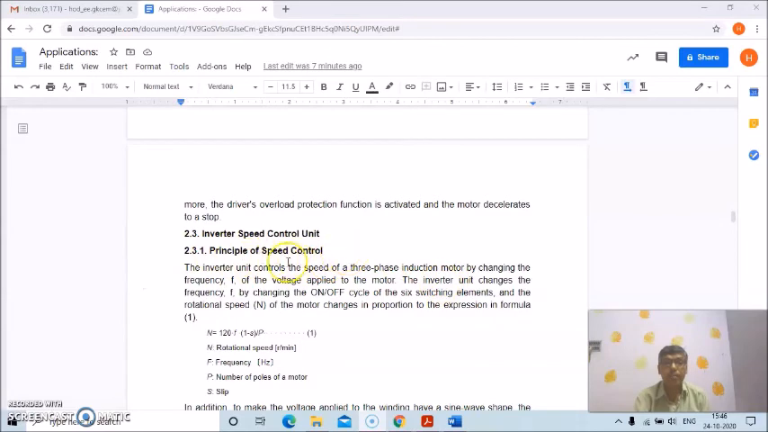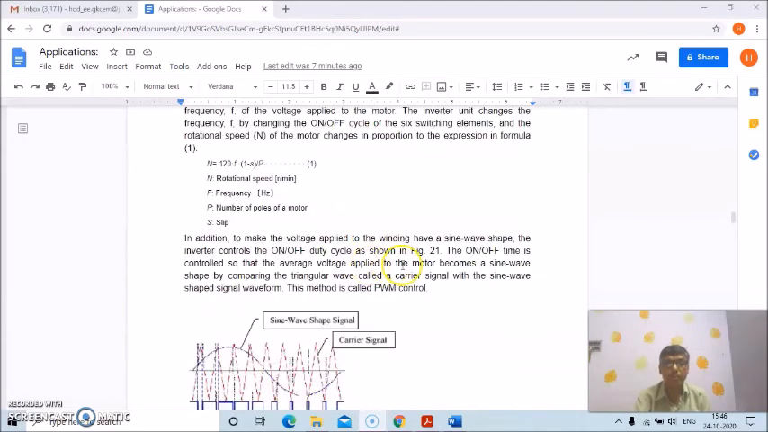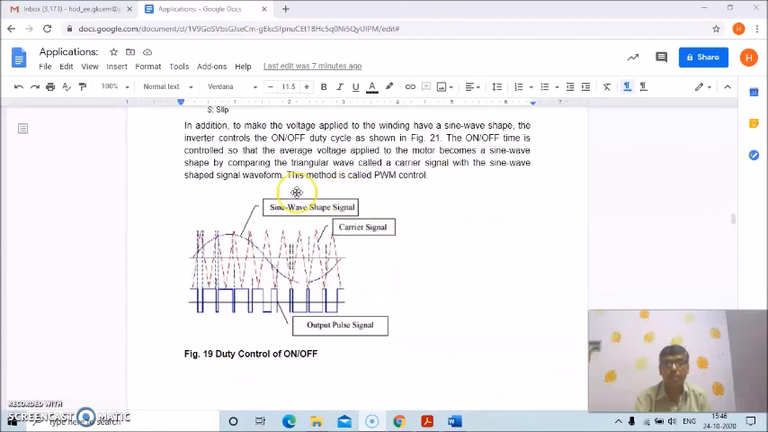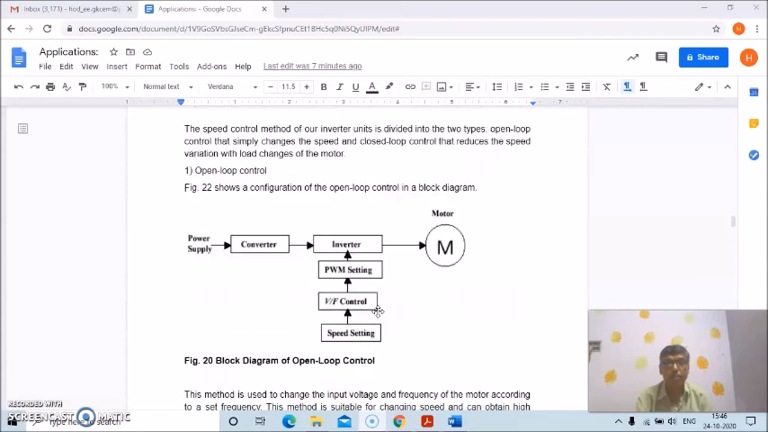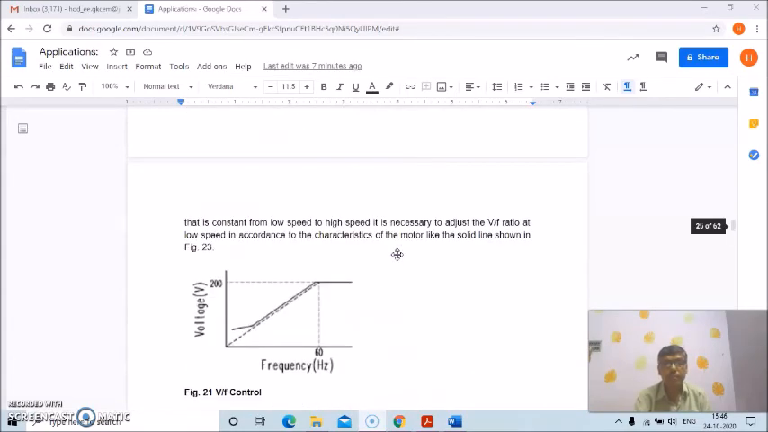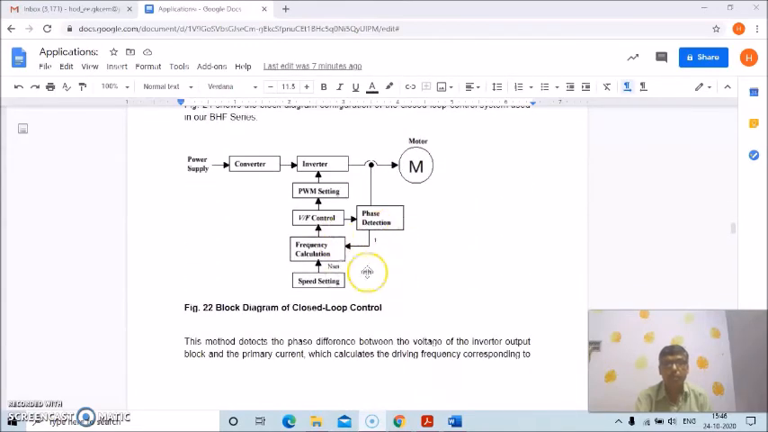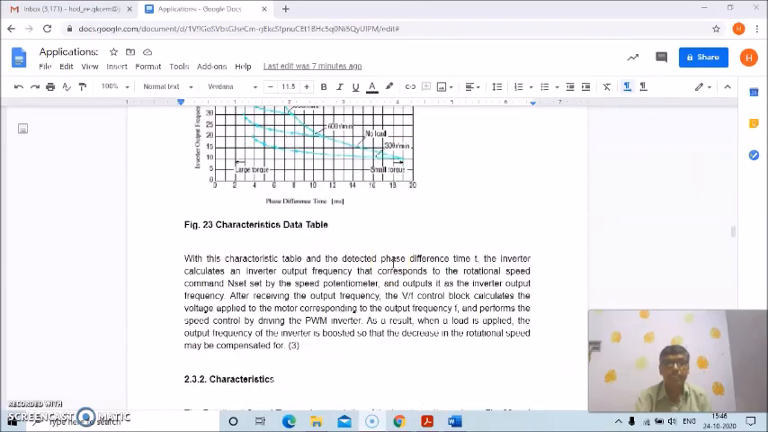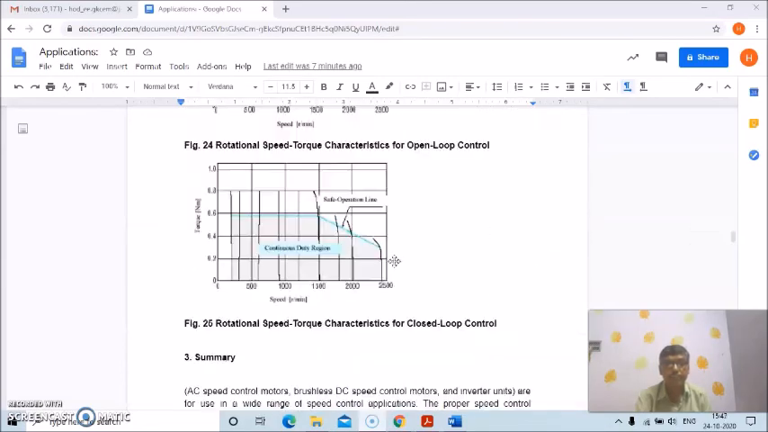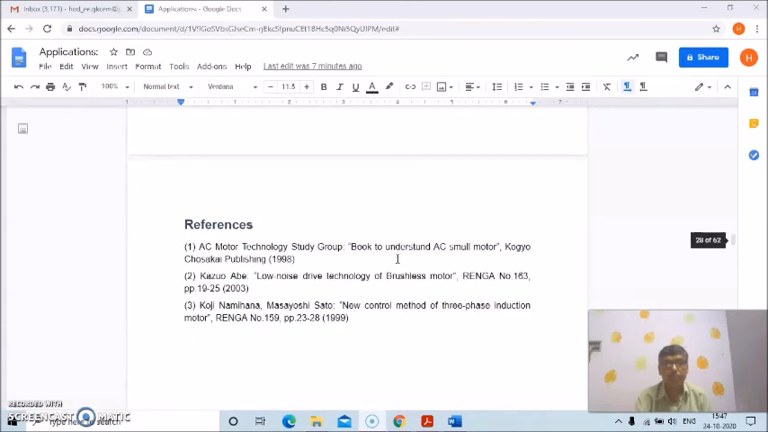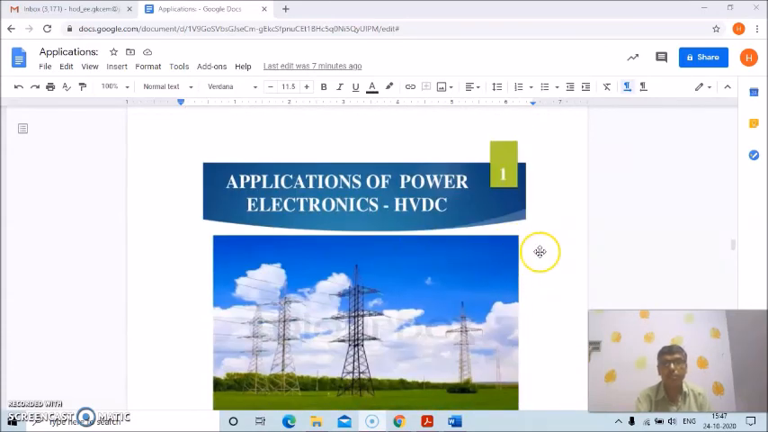Under this we have discussed the principle of the speed control, the waveform, and the duty control of on and off. Then we have discussed the open loop control system of speed control, that is the block diagram. Then V/F control, closed loop control, its block diagram. Then characteristics data tables also we have discussed, and after all we have given the summary out of it. Then we have gone to the HVDC, power electronics application in HVDC systems.